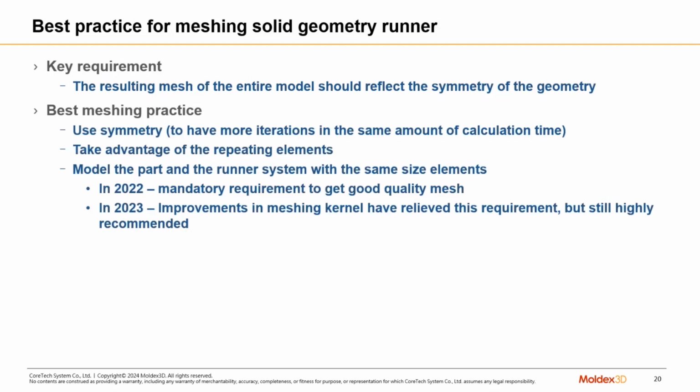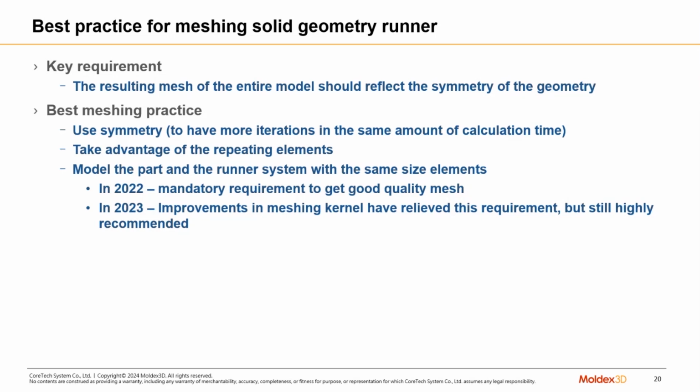Use symmetry to have more iterations in the same amount of calculation time. We already talked about that. What's the benefit? Saving so much time, right? Take advantage of repeating elements. So if there are any parts that are repeating, just create copies, especially for functions where you have to create, like, a 2 cavity for shear. You can use that. And also some updates on 2022 versus 2023.